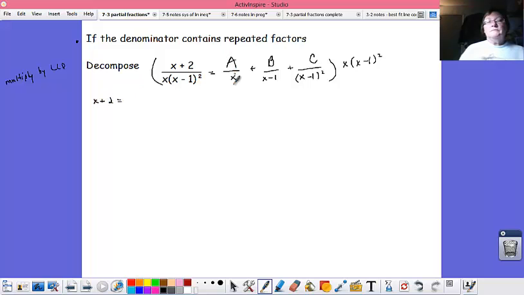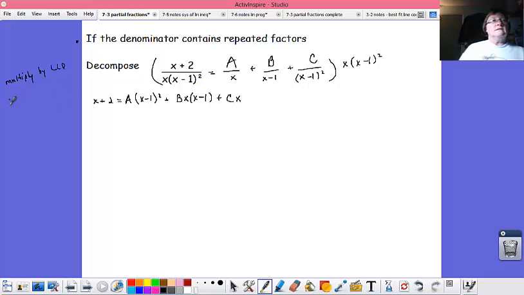The A had an x already under it, so it needs to get the x minus 1 squared with it. A times x minus 1 squared plus B, it already has one factor of x minus 1, so it needs to be x and the second factor, so B times x minus 1. Then C, that's the easiest one because it was over the x minus 1 squared. It just needs to get the x with it. And we've done the eliminate the denominator part.